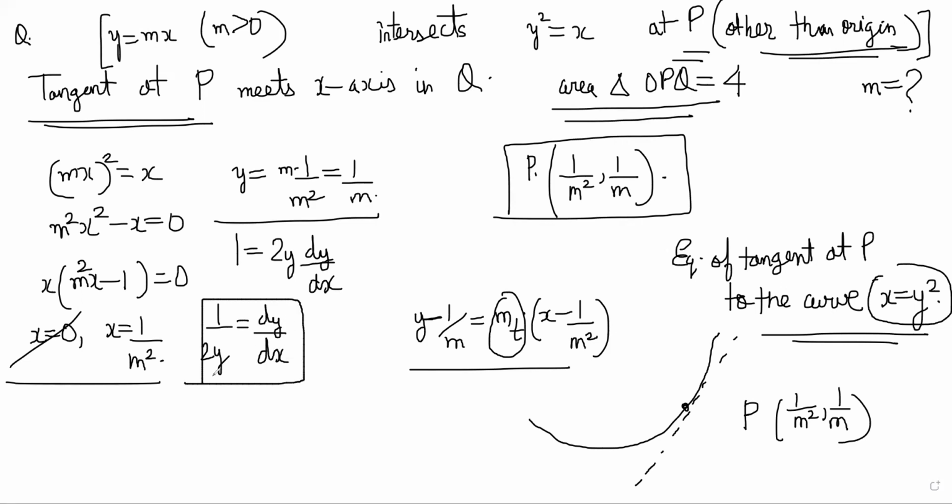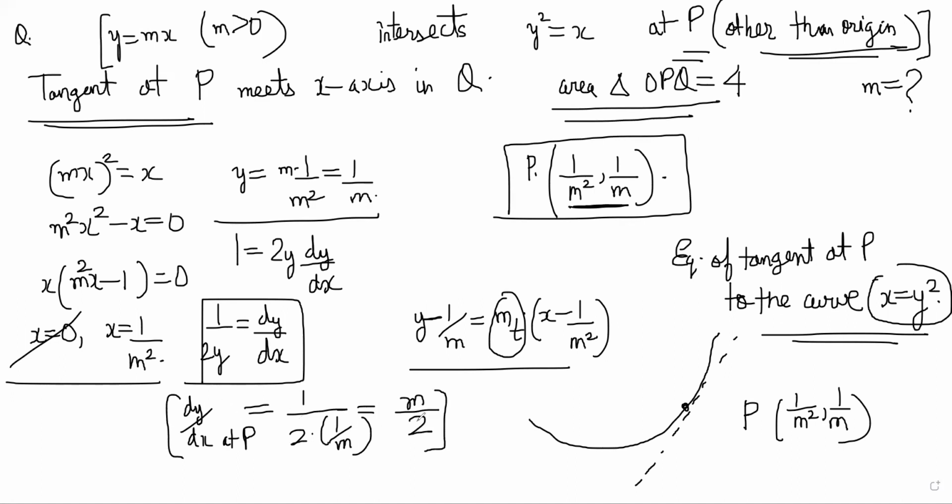So this is the general expression for the slope, but we have to find it at this point. So dy by dx at P is equal to 1 by 2y. What is the y at P? 1 by m. So m by 2 is the slope, right? So you will get y minus 1 by m is equal to m by 2 into x minus 1 by m squared. This is my tangent equation.